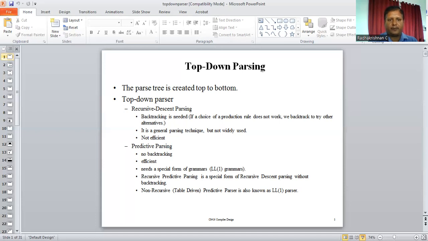So, predictive parser, LL1 parser: what are the processes we have done? Start with predictive parsing. First, we represent the input buffer. The input buffer holds the string to be parsed. What type of input needs to be parsed? Those input characters are stored in the input buffer.